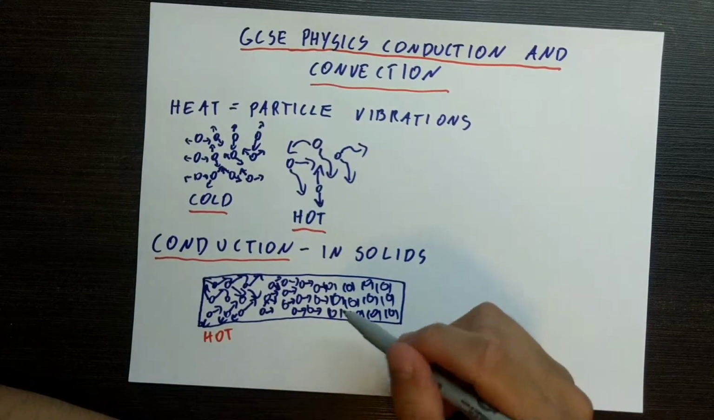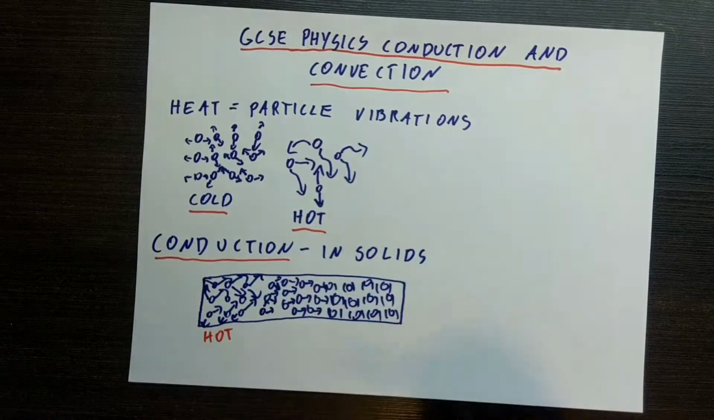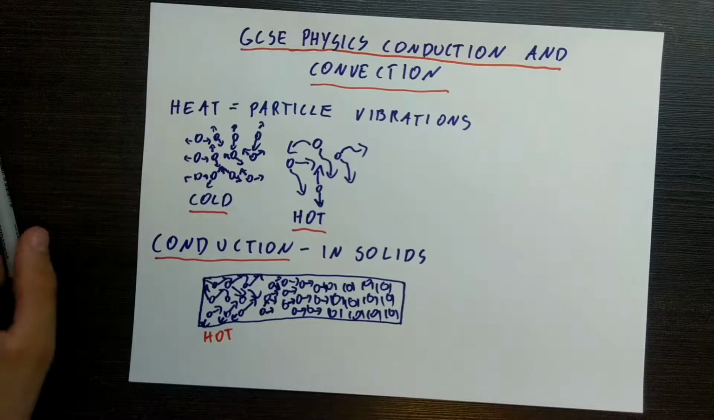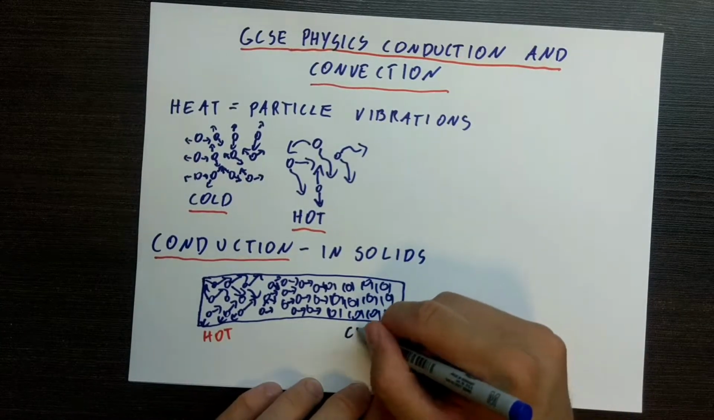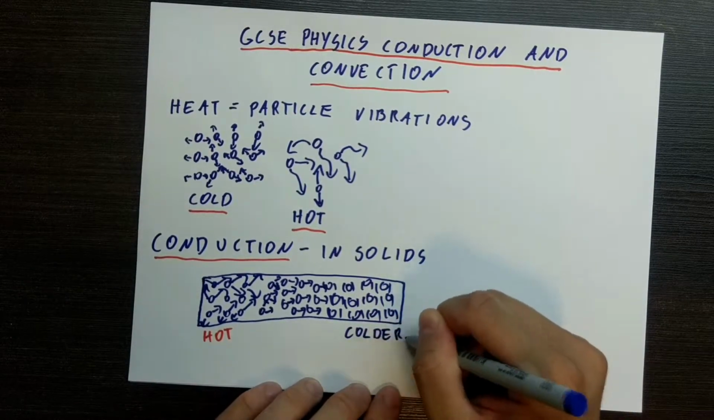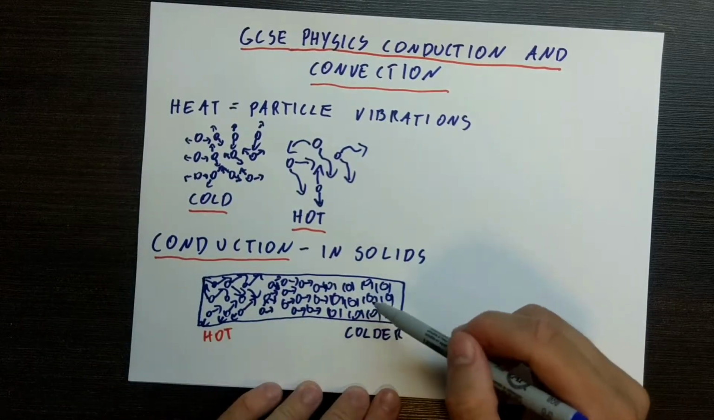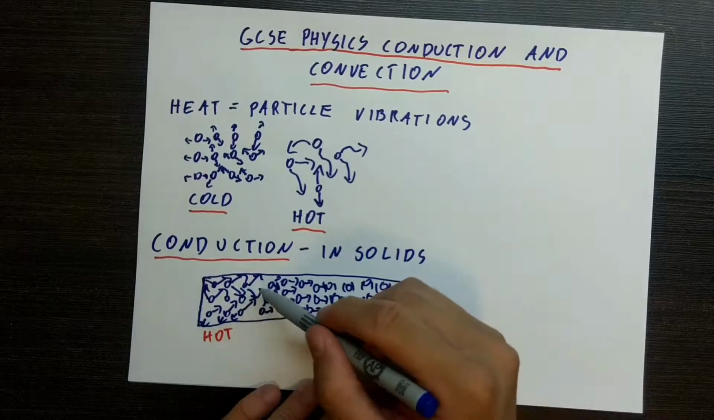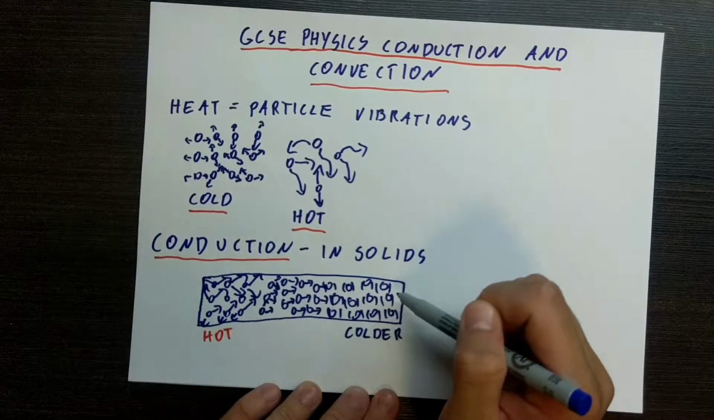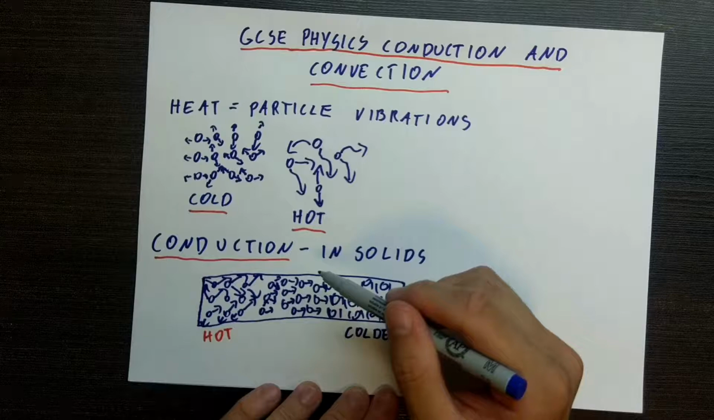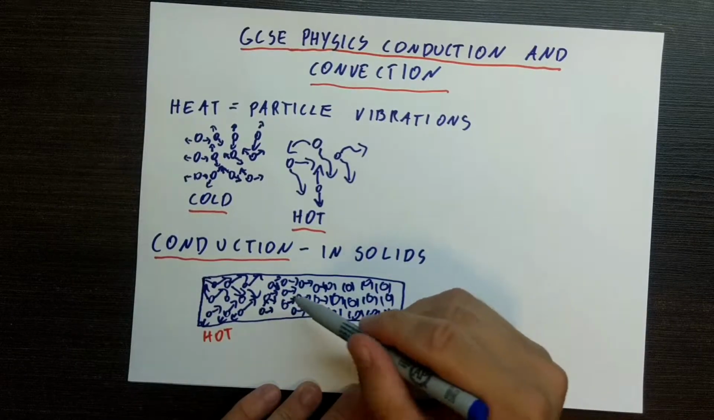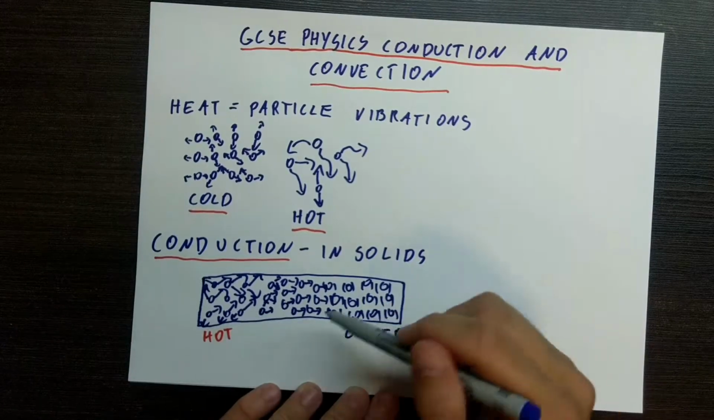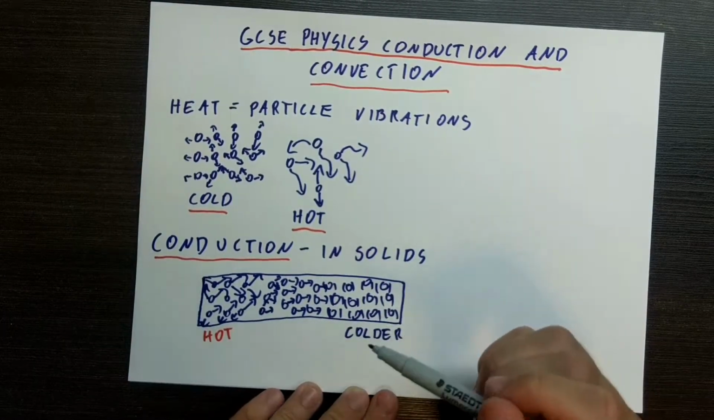Now it also explains why this end will be hot. However, if we do not actually heat this other end, it will be colder. After a while it can heat up too, but initially this end will be colder because not all energy will be transferred to the next particle. So it becomes less efficient as you go. But that's one way we can transfer heat energy.